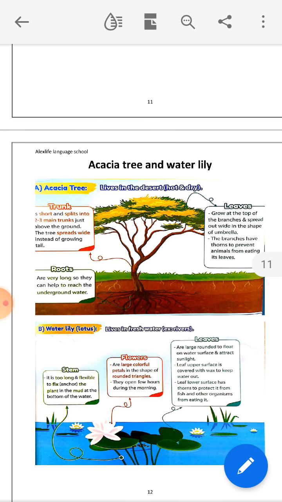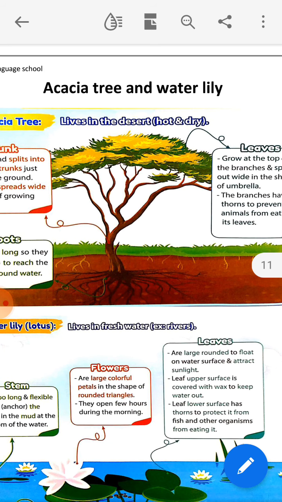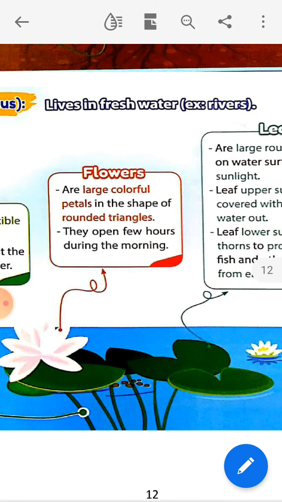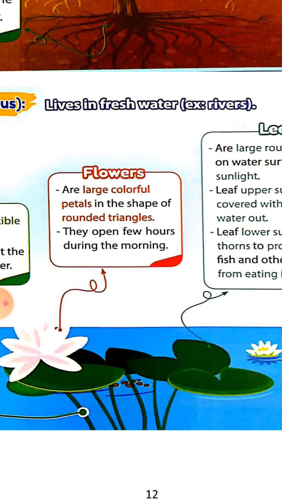Now we will talk about water lily. Water lily is called lotus. It lives in fresh water. What is meant by fresh water? Fresh water means not salt, like rivers, for example. Like that in this figure.